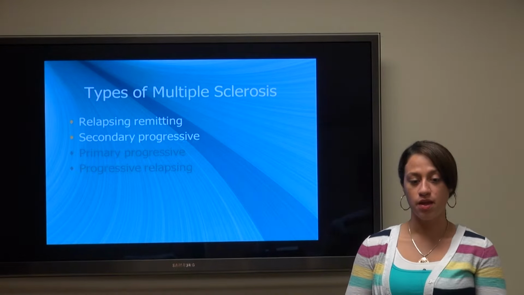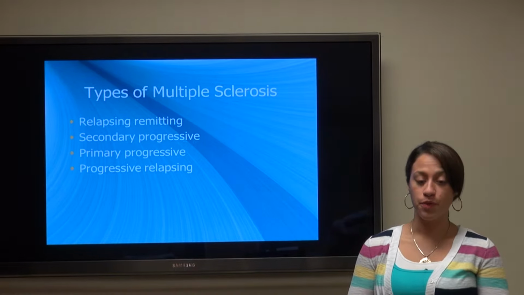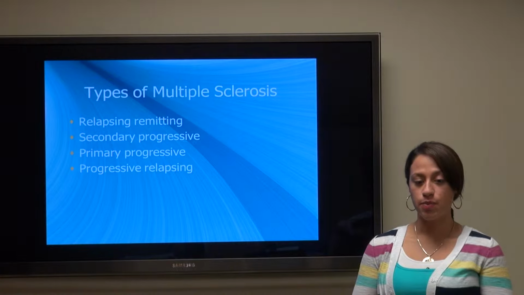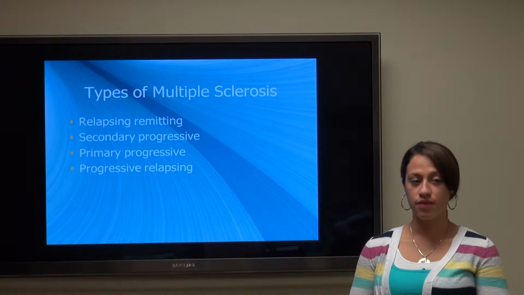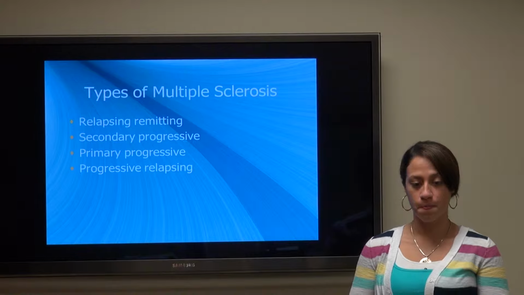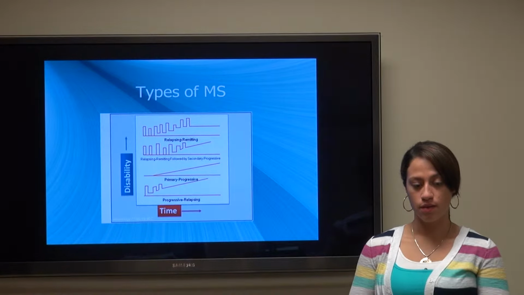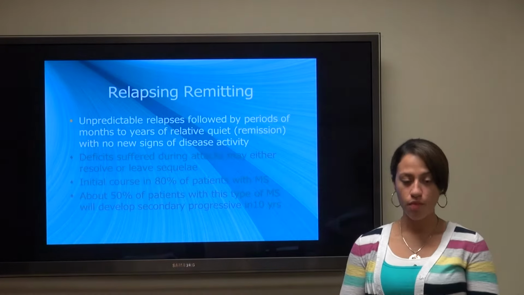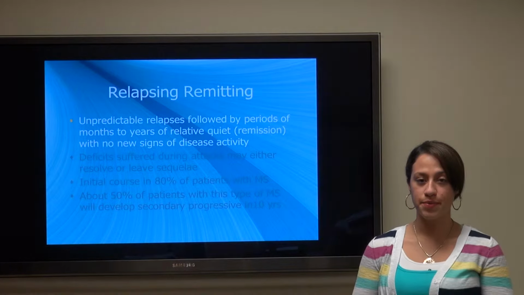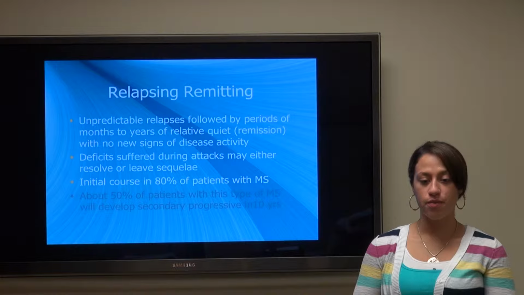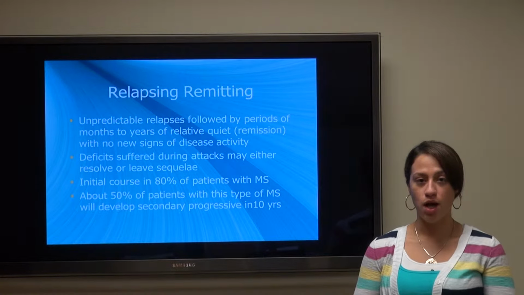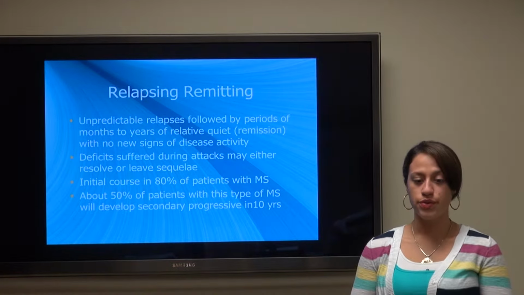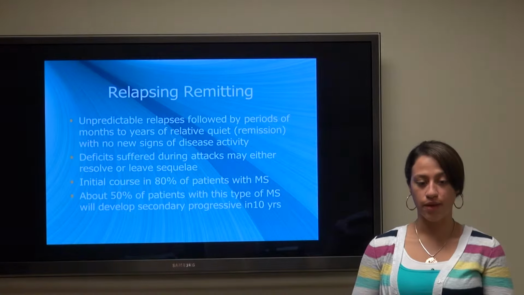What are some types? There are four main ones: relapsing remitting, secondary progressive, primary progressive, and progressive relapsing. So the first one I'll talk about is relapsing remitting. Basically, it has unpredictable relapses that are followed by periods of months to years of relative quiet, also known as a remission, with no new signs of disease activity at that point.